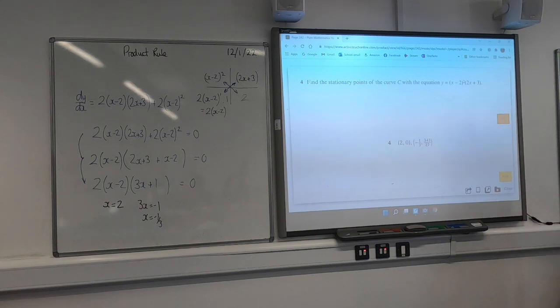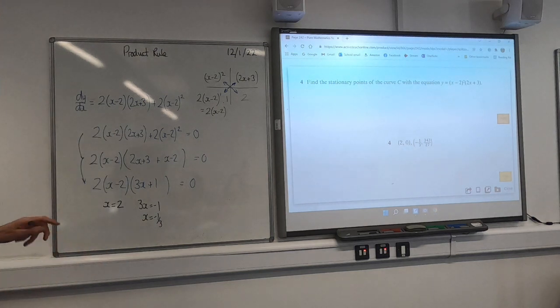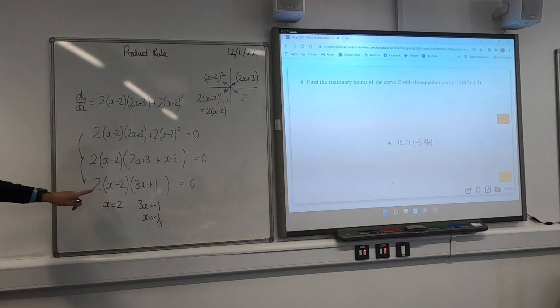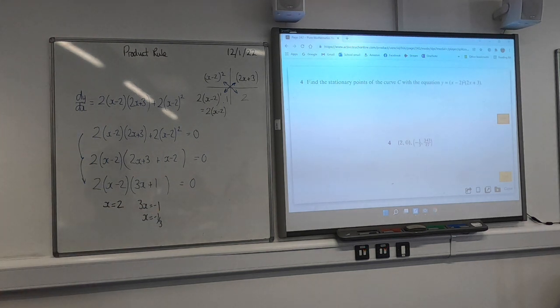So do you just ignore the 2 on the outside then? Well, yes, because don't forget, the first thing I could do is divide everything by 2. When I'm asking when does it equal 0, 0 is my friend, isn't it? So I can divide by 2, just leaving me with that.